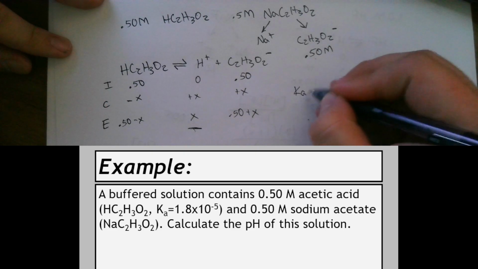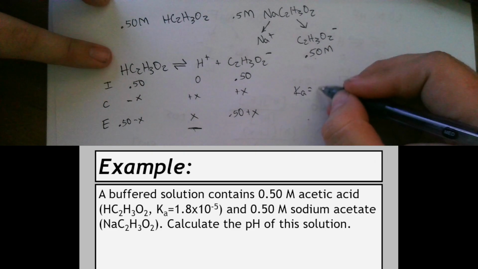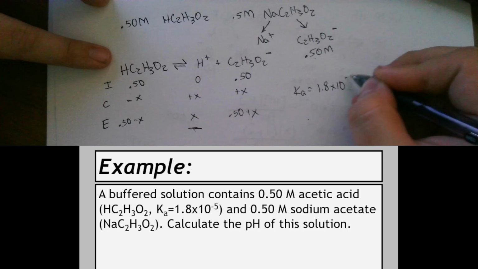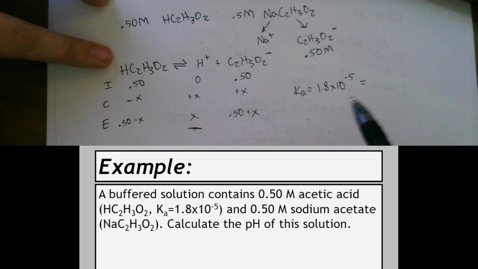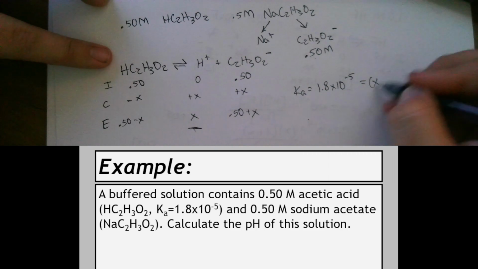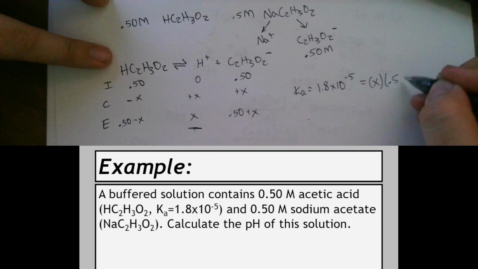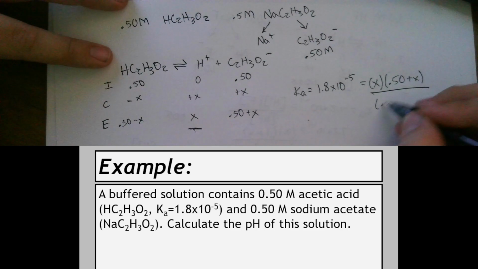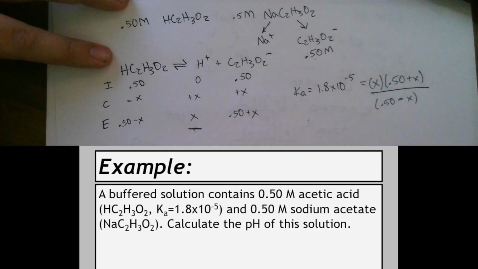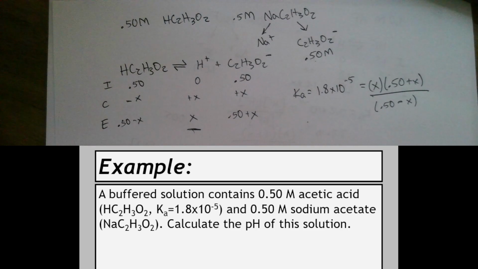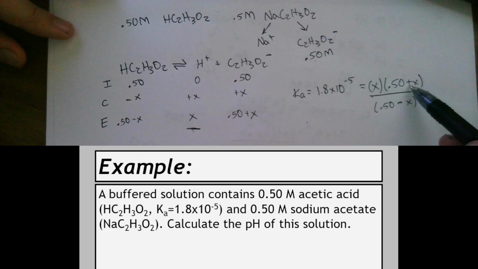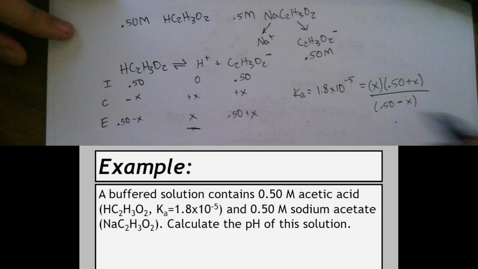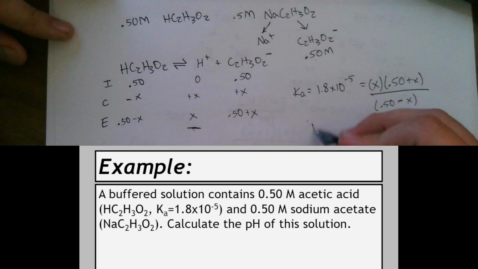My Ka this time for acetic acid is given to me, 1.8 times 10 to the minus 5. That's products over reactants, so it's going to be X times 0.50 plus X over 0.50 minus X. Well, just like last time, let's do that shortcut. Let's get rid of this plus X and this minus X because X is going to be a really small number.